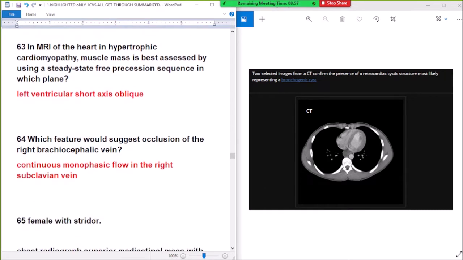Question number 63. In MRI of the heart in hypertrophic cardiomyopathy, muscle mass is best assessed by using a steady state precession sequence in which plane? Left ventricle, short axis, oblique.